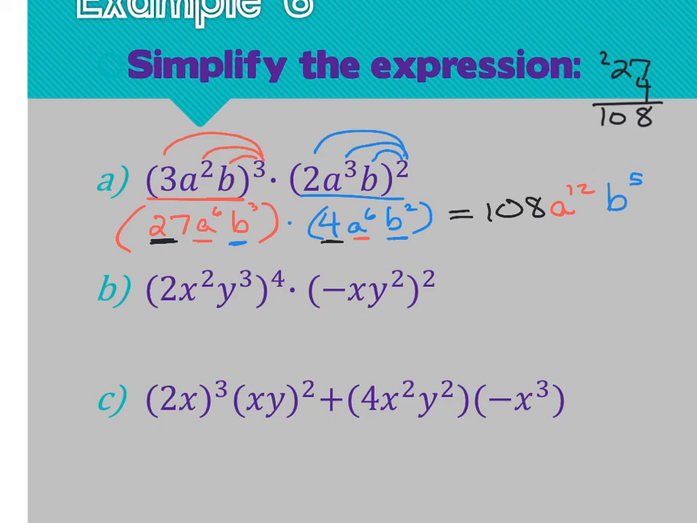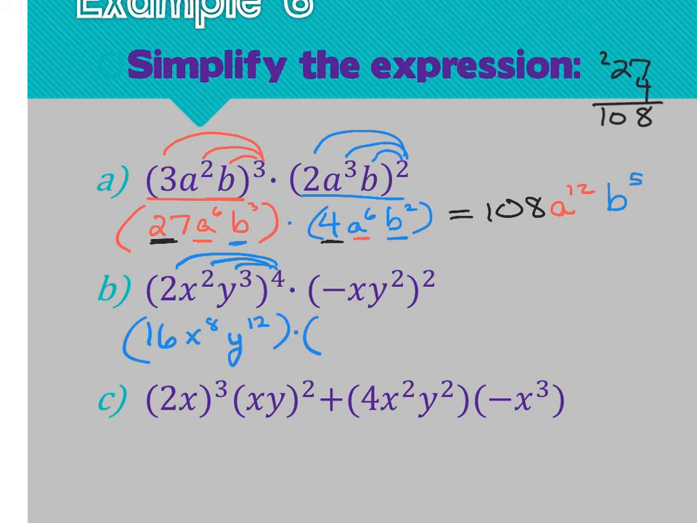Next one, apply or evaluate the exponent first. So the 4 will go to the 2, the x squared, the y cubed. So 2 to the 4th power is 16. X squared raised to the 4th power is x to the 8th. Y cubed to the 4th power is y to the 12th.